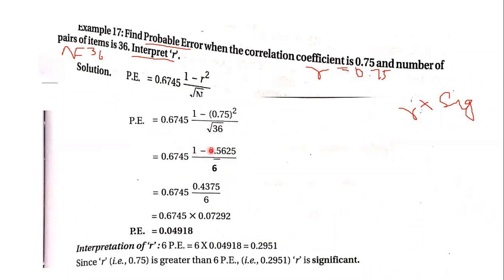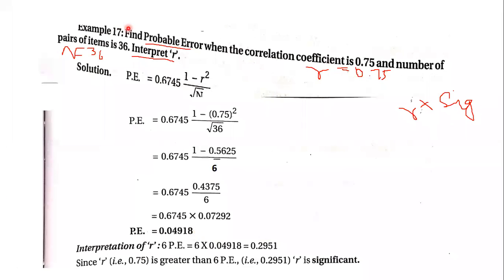Next step, 1 minus 0.5625, find out the value, and then 0.4375 by 6, you will get 0.07292. Okay. Now, after this, multiply 0.6745 into 0.07292. This is going to give you the probable error answer, that is 0.04918. So now everybody knows how to find the probable error here.